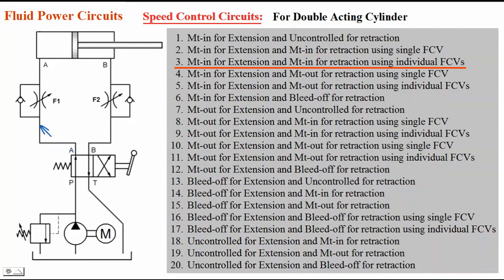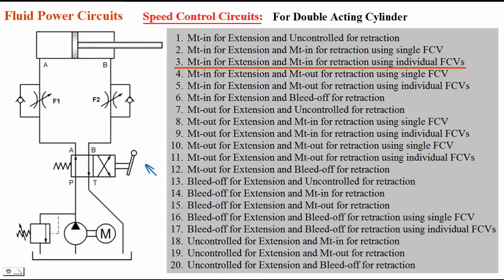It is flowing through this flow control valve F1 and it is flowing into the cylinder during extension. So that's why this is metered in for extension. And oil which is there on the other side is coming out. It will flow through this check valve. So that's why this flow is not controlled. Oil which is going into the cylinder is flowing through this F1.